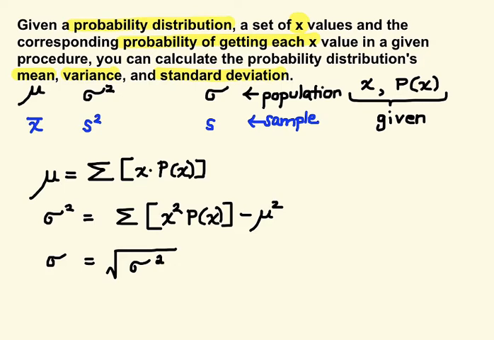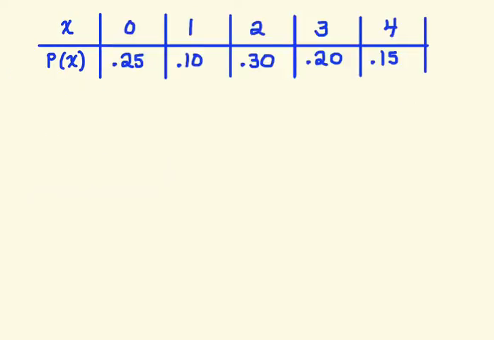So let's go ahead and try these three equations or formulas to find the mean, the variance, and the standard deviation using the following probability distribution. Here's a probability distribution. We're going to start by finding the mean. This is a population of random variables, and we're going to start by finding the mean. Remember, the mean means we need to sum up each random variable multiplied by its probability.